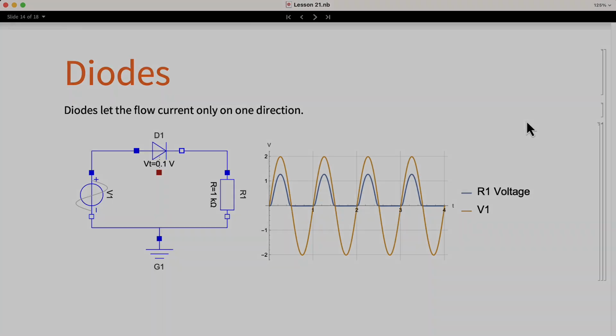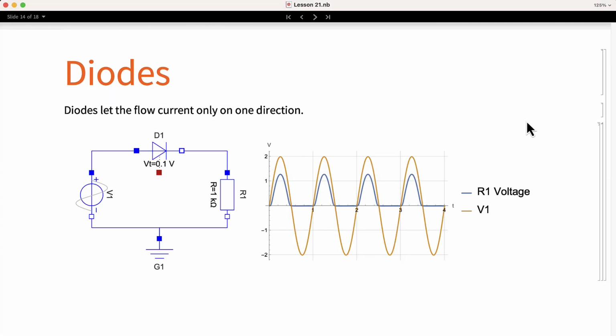Diodes are semiconductor devices that, in a nutshell, allow the flow of current only in one direction. In the diagram, we can see a diode connected in series with a resistor. The input voltage is a sine wave of 2 volts of amplitude. The simulation results show the input voltage in orange and the voltage of the resistor in blue.